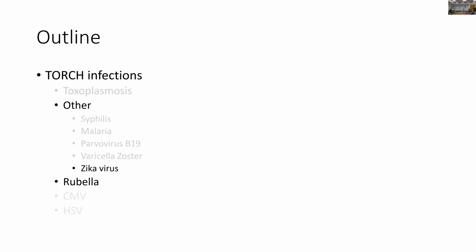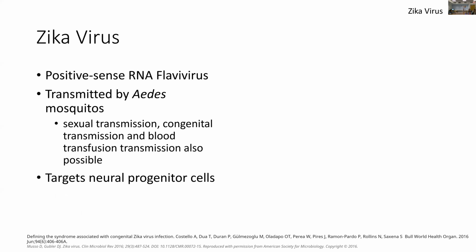Today I had ambitiously thought we'd be able to cover both Zika and rubella, but it's just going to be Zika. So Zika virus. Zika is a positive sense RNA flavivirus. It is transmitted by the Aedes mosquito. That's the primary form of transmission. However, there can also be sexual transmission, congenital transmission, blood transfusion transmission as well, and it targets the neural progenitor cells.